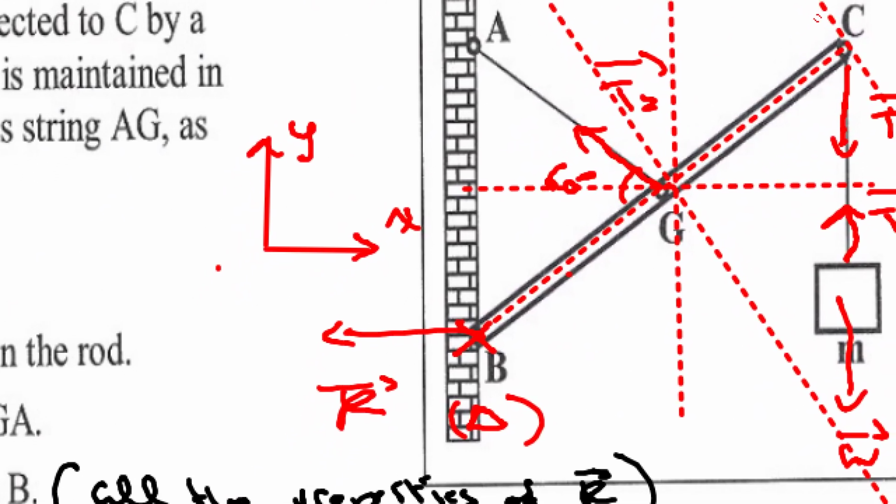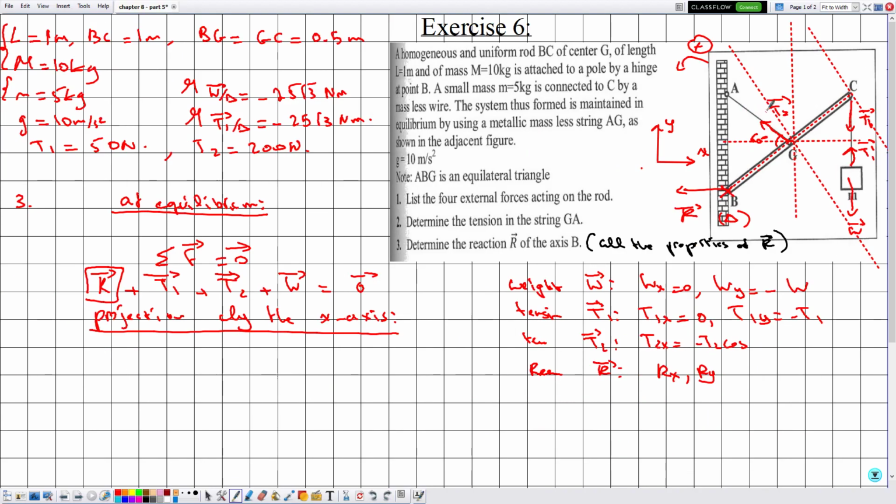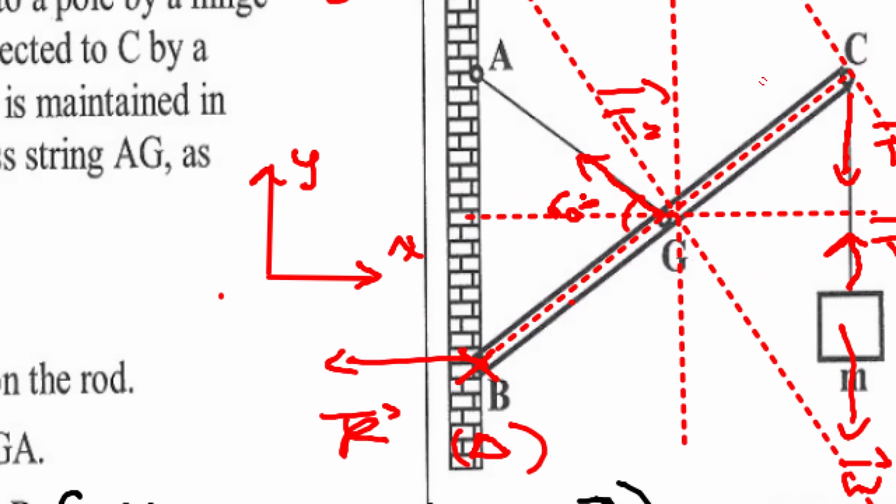Now here, what do we have? This 60 degrees corresponds to the angle between this one and this one, okay? But we are interested in projecting T2 along the x direction, which is this, and along the y direction, which is this, okay? So projecting T2 along the x direction requires us to determine this angle, okay?